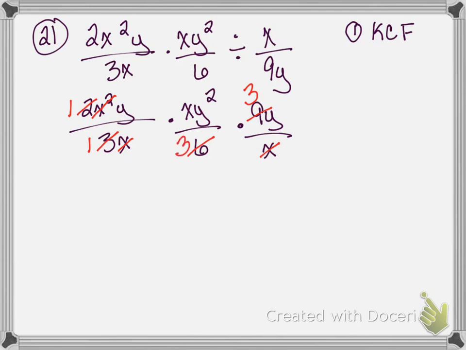Okay? Now, do you see how I have another set of 3s? One on the top and one on the bottom? That cancels as well. Okay? Sometimes we think we can't cancel again because we already took one number into that, but we can. Okay? Then I'm left with x. I have an x right here. I have a y here. I have a y squared here, and then I have another y here.